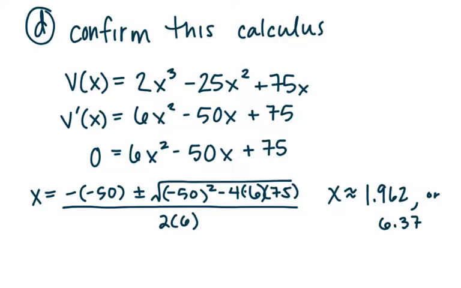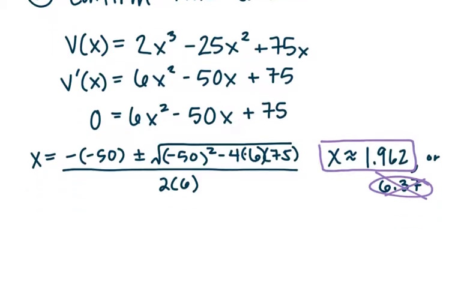However, 6.37 is outside the domain. It's not possible for me to cut two 6.3 or 6-inch pieces out of 10 inches because there's simply not enough space. So this is the critical number on my domain where the max occurs at 1.962.